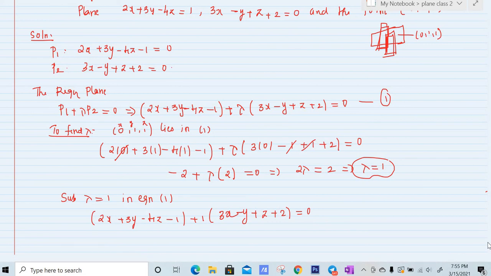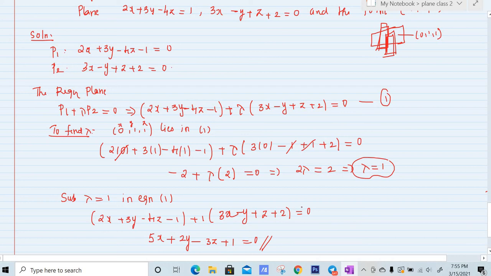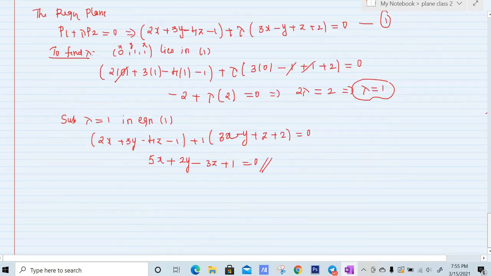Now we just add the like terms. So 2x plus 3x is 5x, 3y minus y is plus 2y, minus 4z plus z is minus 3z, minus 1 plus 2 is plus 1, is equal to 0. This is the required equation of plane that is passing through the 3 points, and also it will contain the point 0, 1. Right?